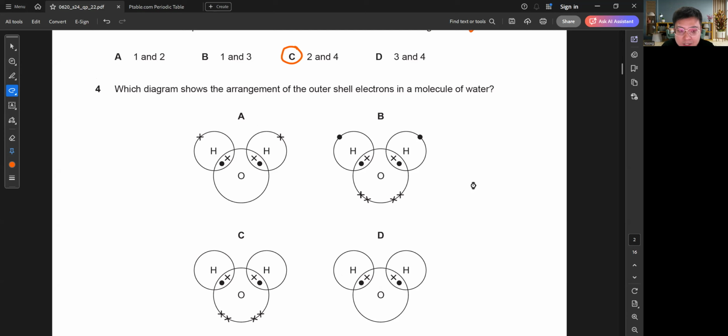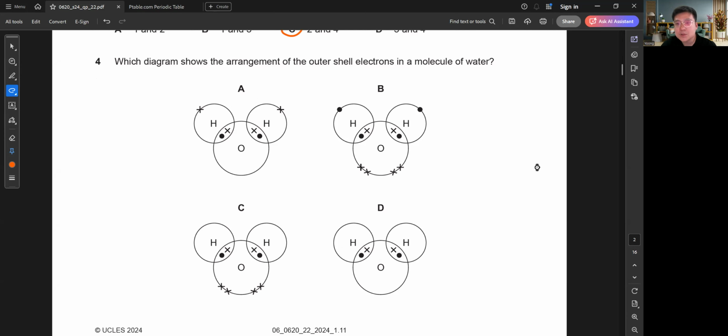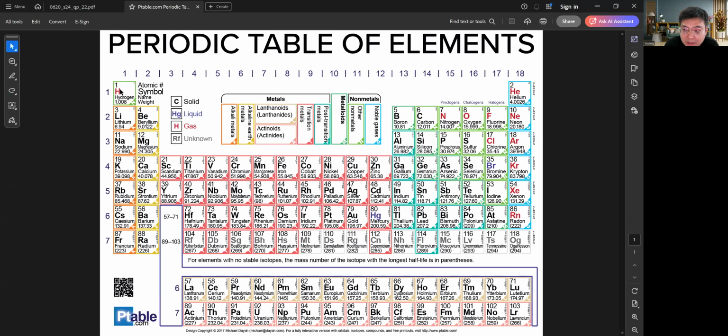Should be rather easy. Number 4, which diagram shows the outer shell electrons in a molecule of water? So H2O. All of these answers have 2 hydrogen and 1 oxygen. So yes, that looks correct. I think this is rather easy because hydrogen is in group 1, so it has 1 valence electron. Oxygen is in group 16, so it should have 6 valence electrons.